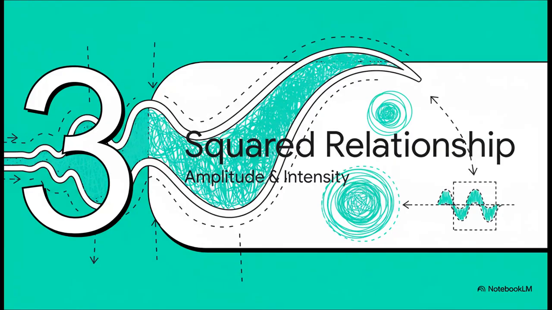Okay, so we have amplitude, the wave's strength, and we have intensity, its concentrated power. So how do they actually connect? You might think, well, if I double one, the other one doubles too, right? A nice simple relationship? But nope, it's not that simple at all. There's a special mathematical link between them, and it has some pretty huge implications.